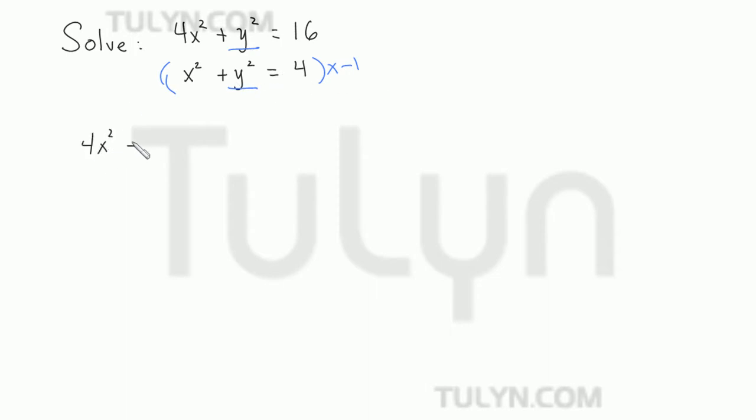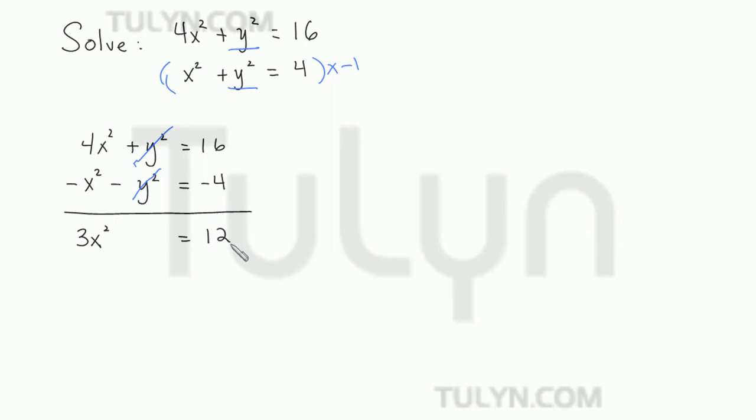So the first equation is going to stay the same, and the second equation is going to become minus x squared minus y squared is equal to -4. Remember, if we're multiplying the whole equation, that means we're multiplying every single term by the same thing. So now, using the addition method, we want to add these two together. So the y squareds cancel out, which is what we wanted, and we get 3x squared on the left, and then 16 minus 4, which is 12 on the right.